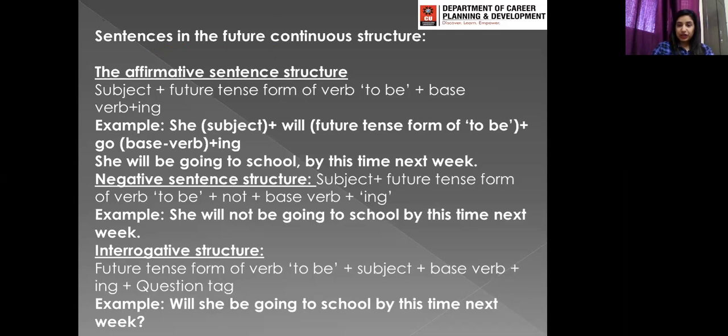Next is the interrogative, which is going to be posing a question. So, will she be going? The question is going to be starting with will.